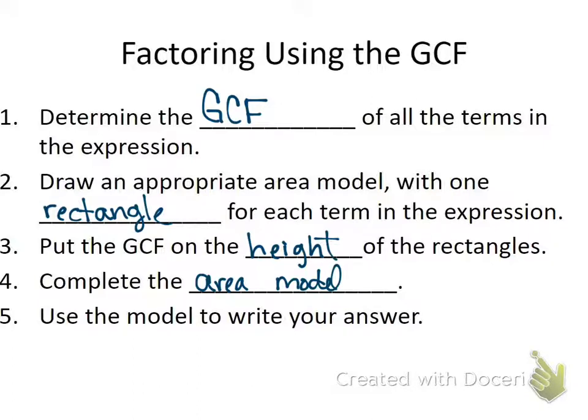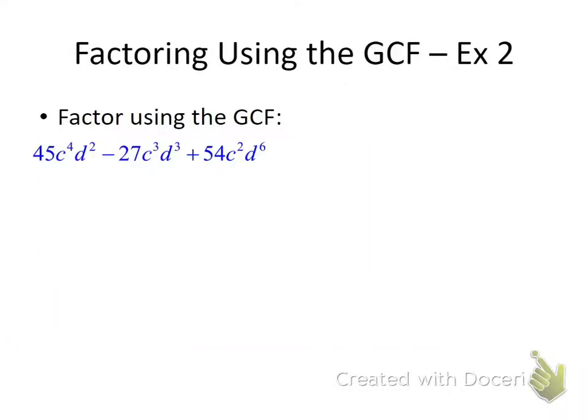All right, once you have that down, go ahead and flip to the back side. We do have 2 more example problems that we're going to accomplish today, okay? Did you get them all down? Area model. All right, go ahead and write this one down. It says factor using the greatest common factor.